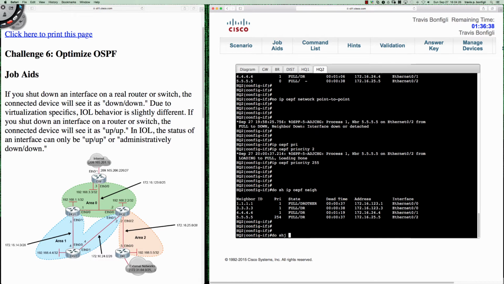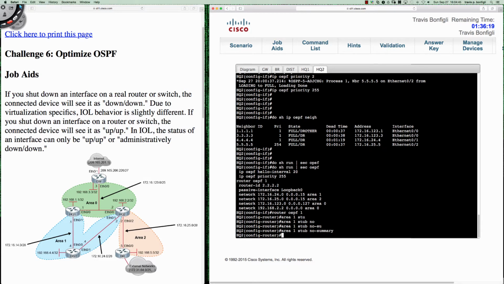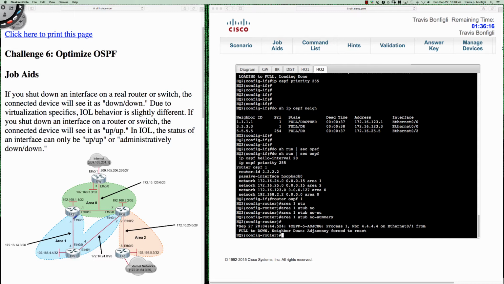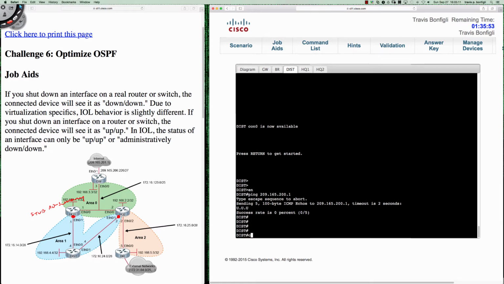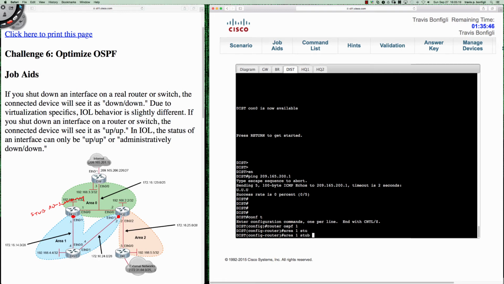We'll say do show run section ospf. All right, so we've got router ospf 1, and we're simply going to say area 1 stub no-summary, right? What we've done for area 1 on these interfaces is stub no-summary. Now the final thing we need to do is get down to the distribution router and do the exact same thing on the distribution router. We'll get into global config, router ospf 1, and I'm going to say the same thing, area 1 stub. Now, this is interesting, right?